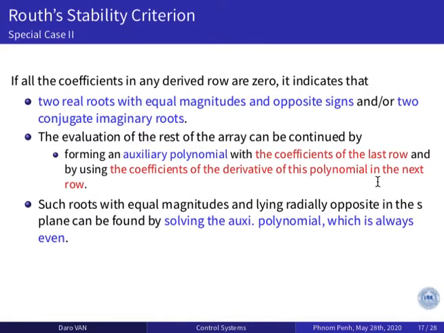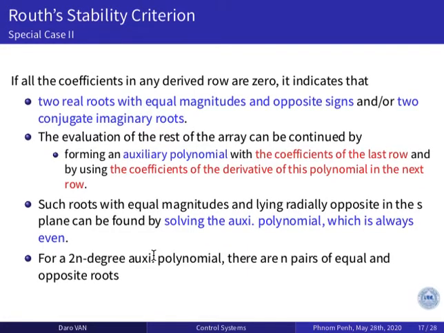Such roots with equal magnitude and lying radially opposite in the s-plane can be found by solving the auxiliary polynomial, which is always even. For a 2n degree auxiliary polynomial, there are n pairs of equal and opposite roots.